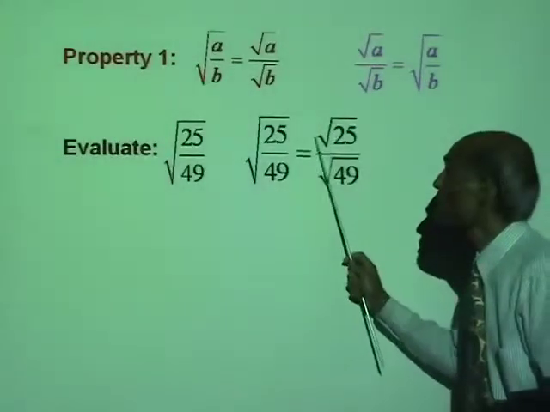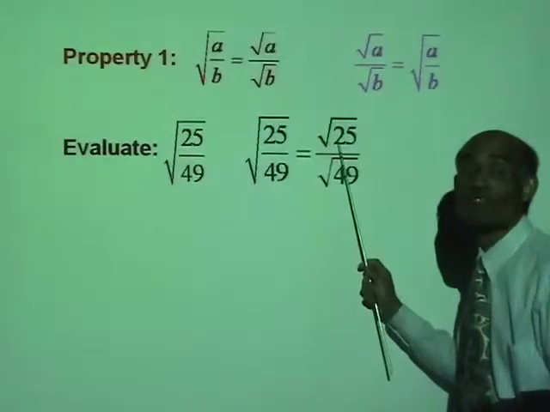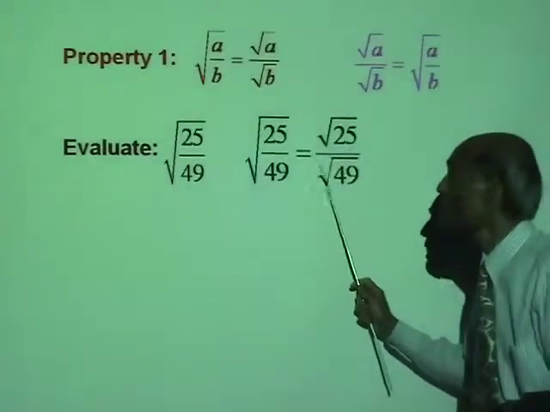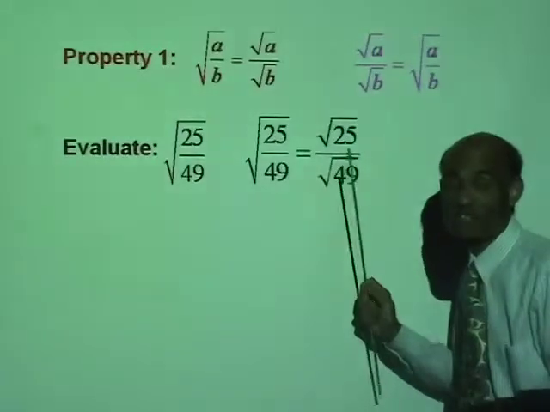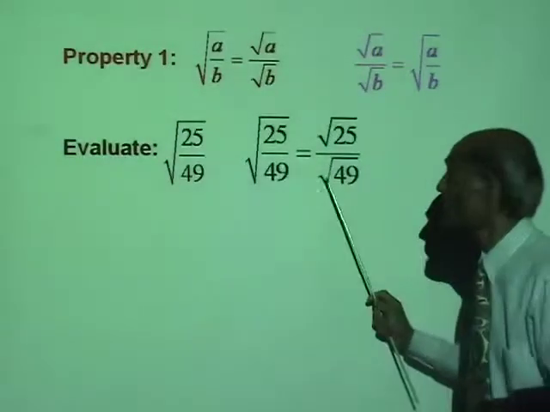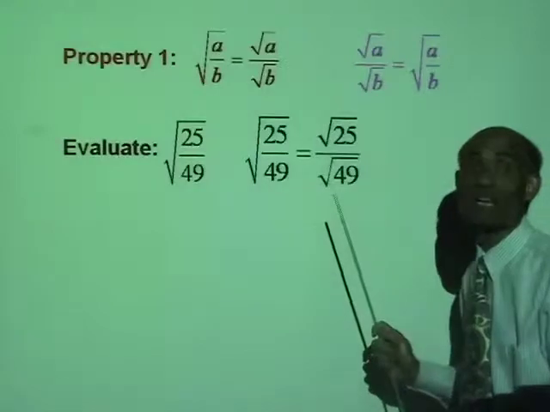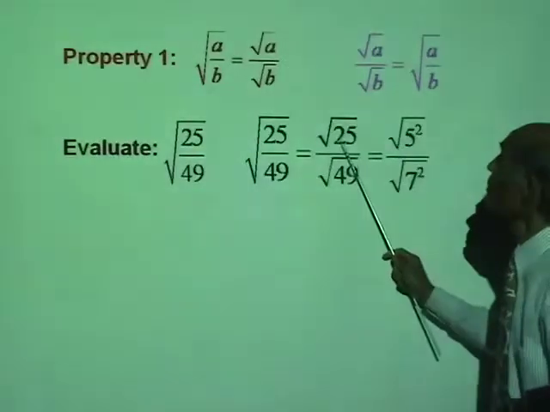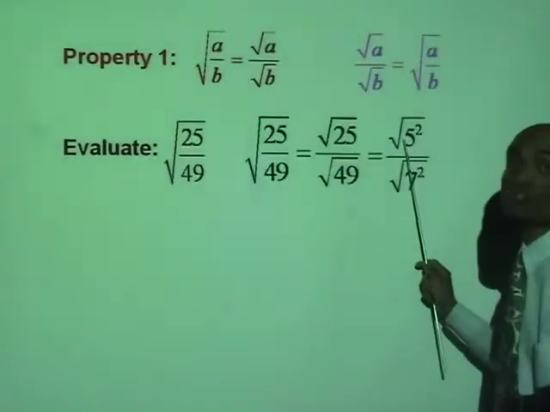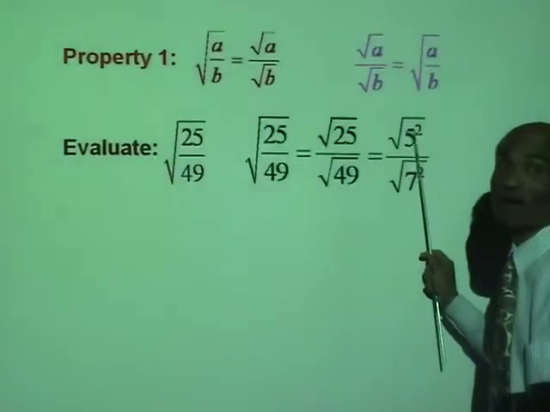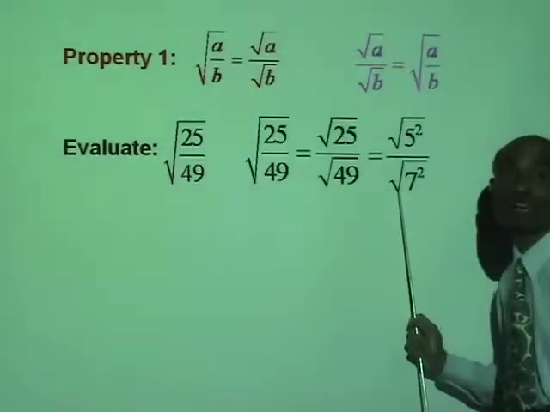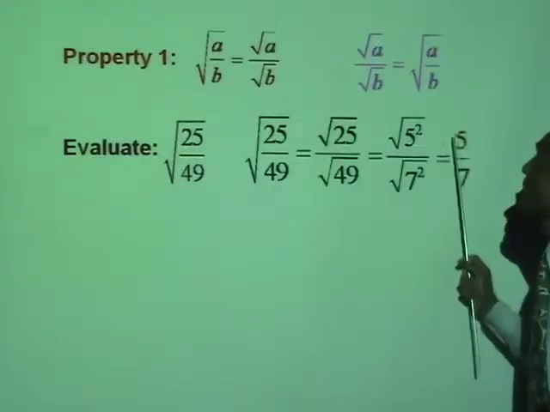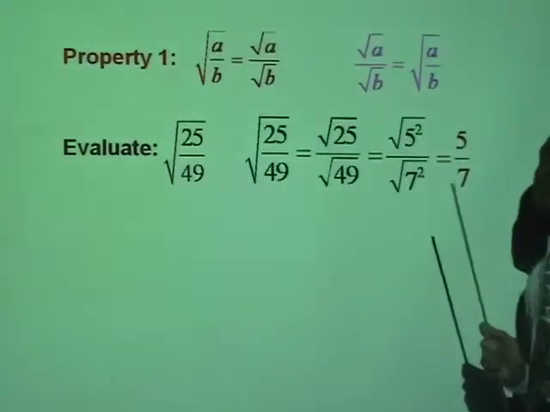Alright, what is square root 25? That is 5. What is square root 49? Isn't it 7? 7 squared is 49. Square root 49 is 7. So, square root 25 is square root of 5 squared. Square root 49 is square root of 7 squared, and that will be 5 over 7.